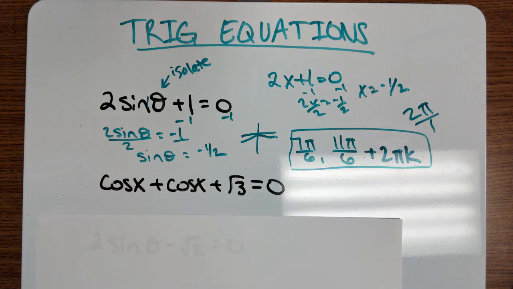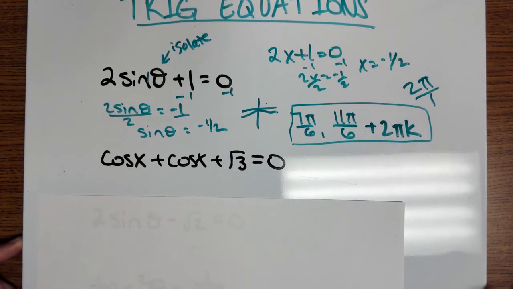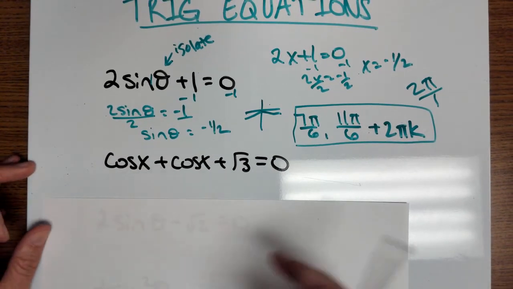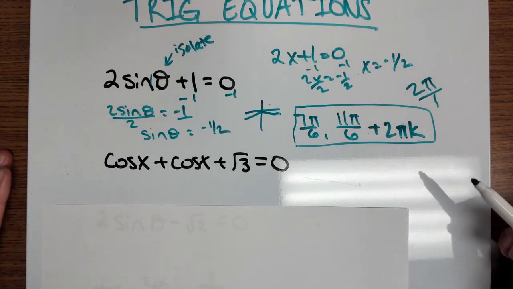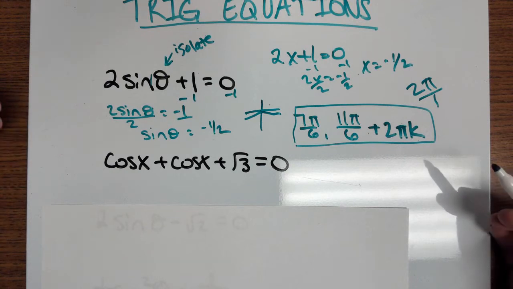Let's build on that one. So we're going to do another equation. This time we have cosine of x plus cosine of x plus radical 3 is 0. The problem with these is that there are so many different ways these equations can look. You just kind of have to look at them and recognize that it's just an algebraic expression.